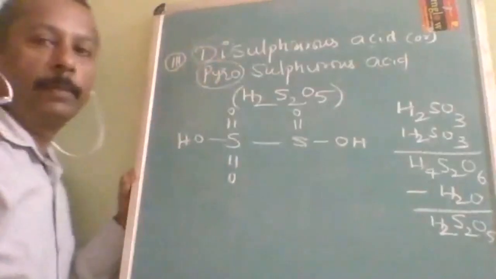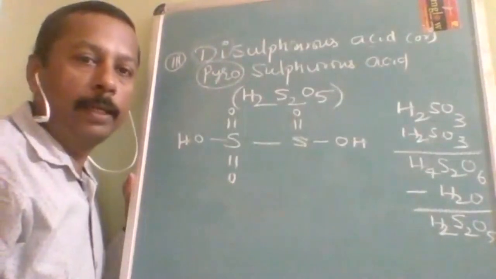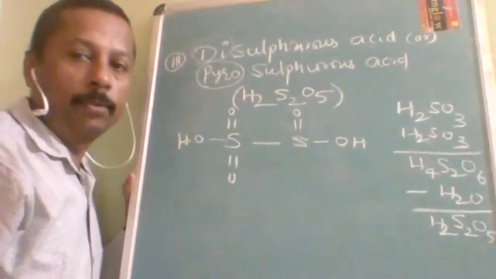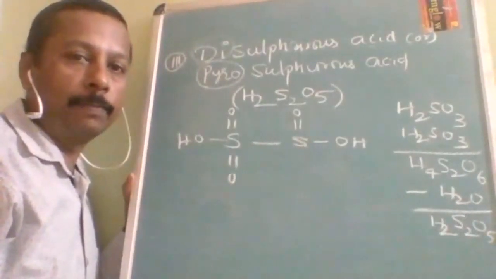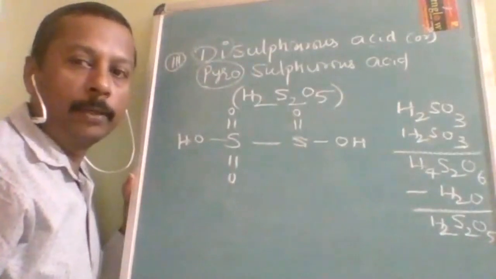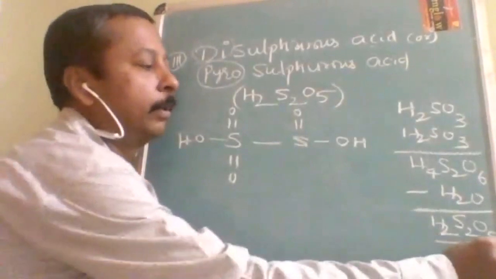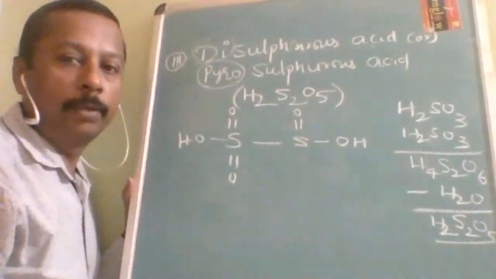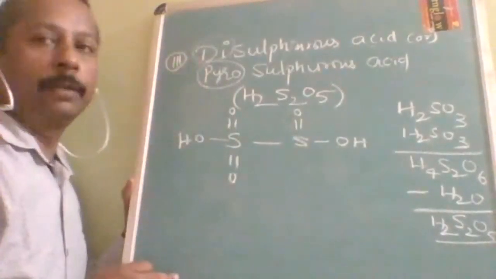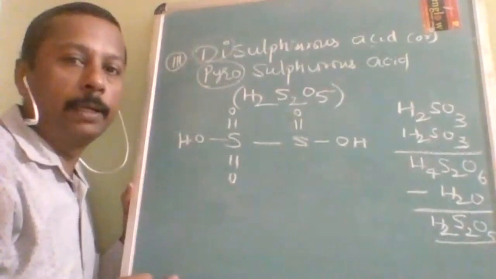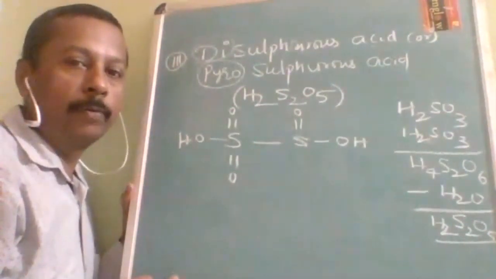Pyro and di mean that from 2 moles of sulfurous acid, by heating, 1 mole of water is removed. So what is the meaning of it? Pyro means removal of a water molecule. When the water molecule is removed, it will form H2S2O5. So the meaning behind these words, di and pyro, is that from 2 moles, one water molecule is removed, and the leftover is this.